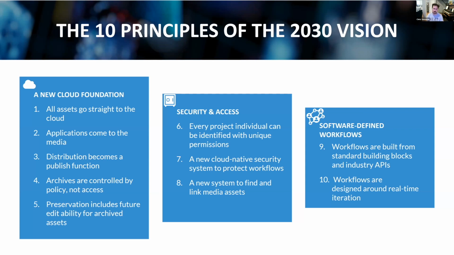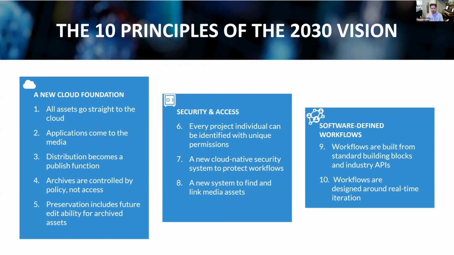Some key principles are, for example, that all assets go straight to the cloud. That's a key principle that we want to have in the future of production. Distribution is a publish function: instead of moving data around, we want it all to be about permissions. A new system defines and links media assets. We want systems where assets stay in the same place and everything is ID driven, so we can find media wherever it is throughout the cloud, whether that's a hybrid cloud or public cloud.